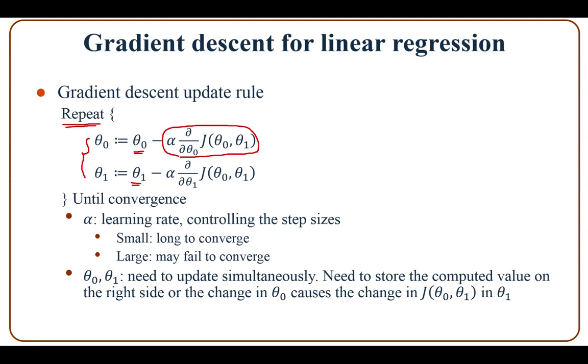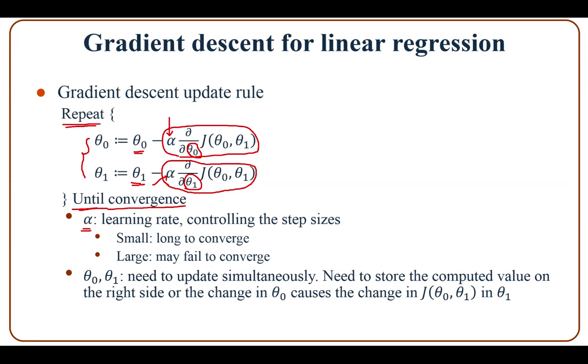times the partial derivative of the cost function with respect to the parameter theta naught, and we update theta 1 by subtracting alpha times the derivative of the cost function with respect to theta 1, and we repeat this again and again until convergence. And alpha here is the learning rate, and we specify this.